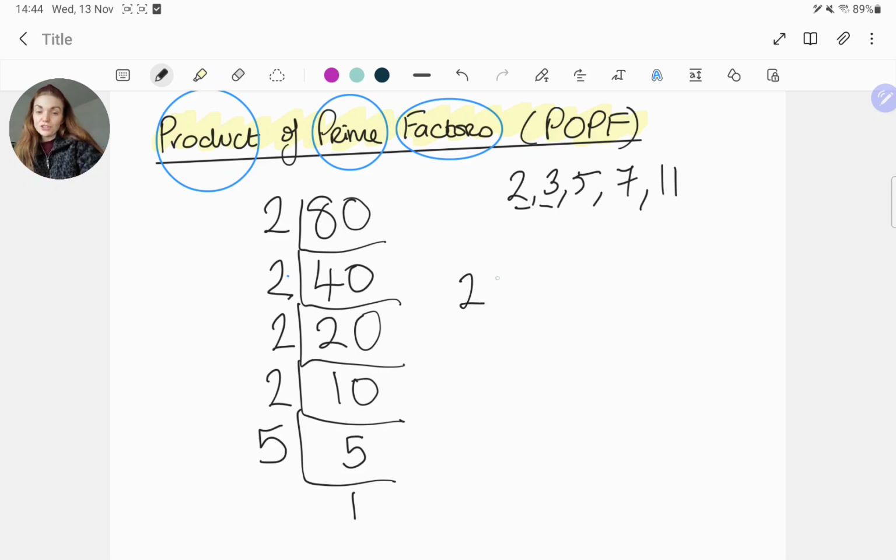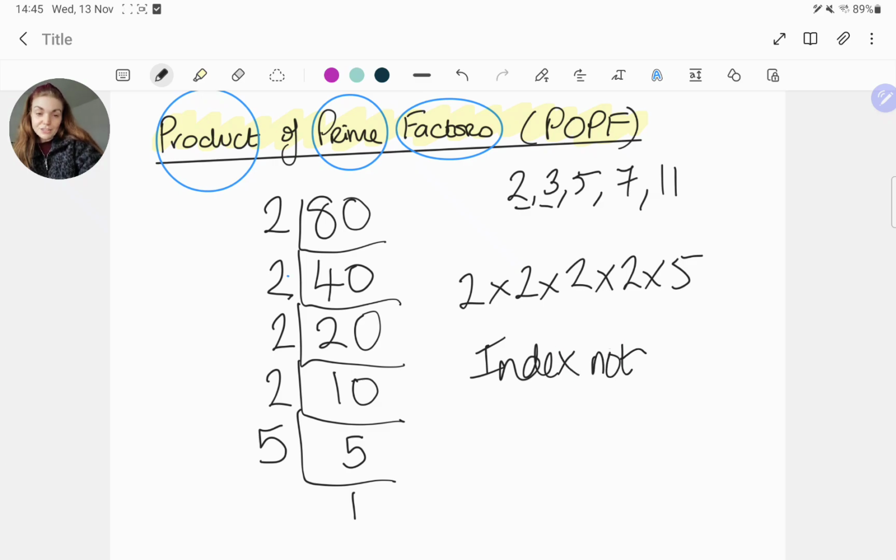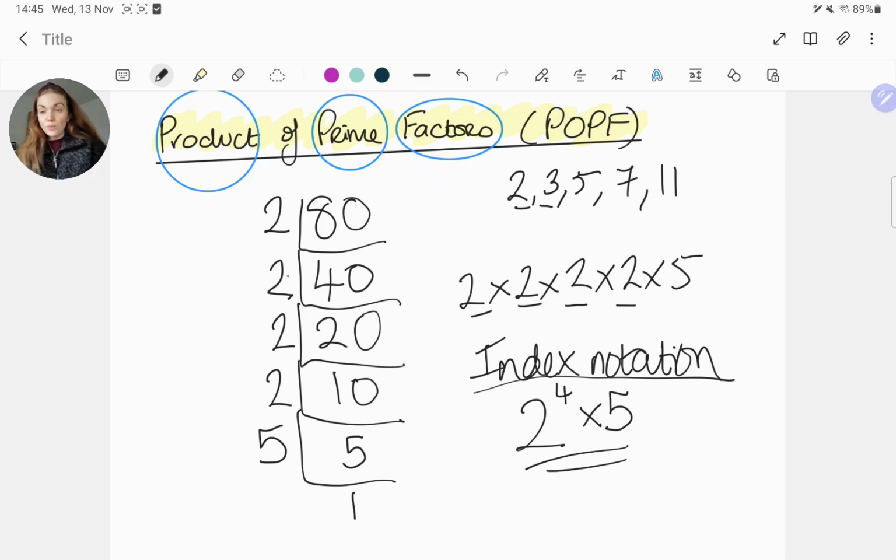Let's write this. We've got 2 times 2 times 2 times 2 times 5. If you had to write it using index notation, that would be 2 to the power of 4 (1, 2, 3, 4) times 5. Now, when you're in your exam, if you type 2 times 2 times 2 times 2 times 5 into your calculator, you should get 80. So that's a really good way you can check it.